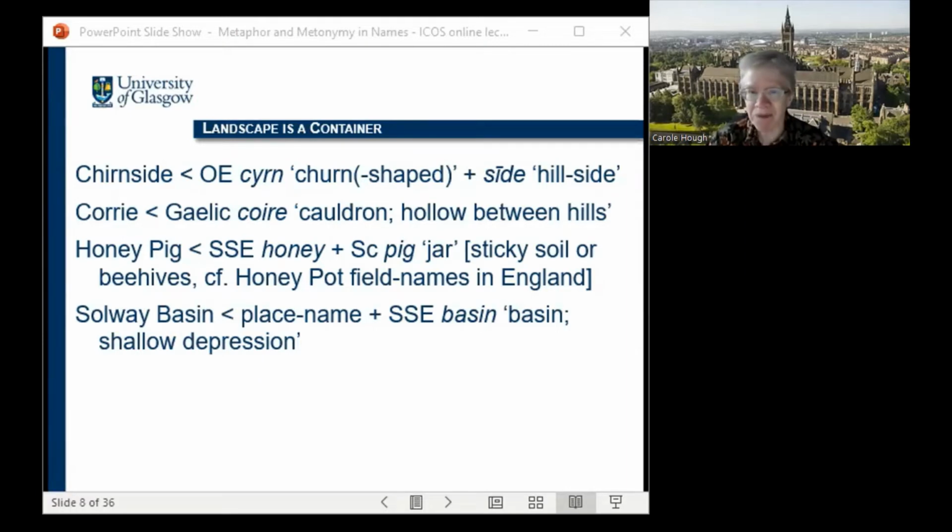Again, we can see a continuum between ordinary language and onomastic language. Basin is the standard English term for a river basin, whereas a metaphorical use of churn, a vessel for making butter, is unknown outside place names. And of course, some names are ambiguous. The delightful name honey pig just outside Glenluce in Dumfries and Galloway, literally means honey jar, from a Scots word for jar. But it is unclear whether this is a metaphorical reference to sticky soil or a literal reference to honey production from beehives.